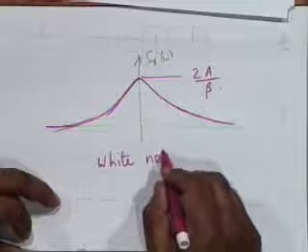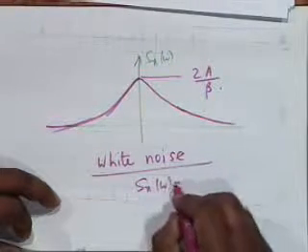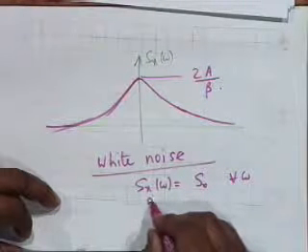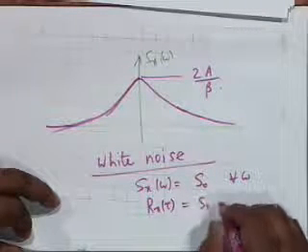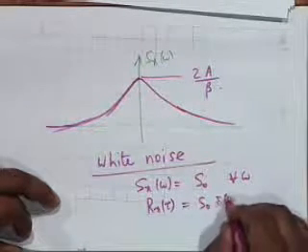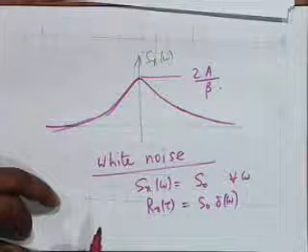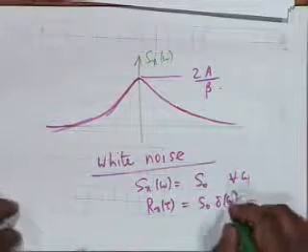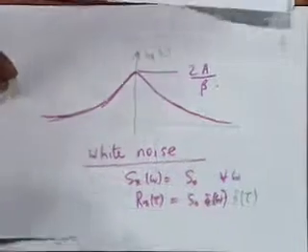Now let's take the next example as white noise. I introduced this hypothetical concept. White noise: Sx of omega is equal to a constant S0 for all omega. So what is the autocorrelation function? It must be S0 delta of tau. That's correct, I made a mistake. S0 delta tau.